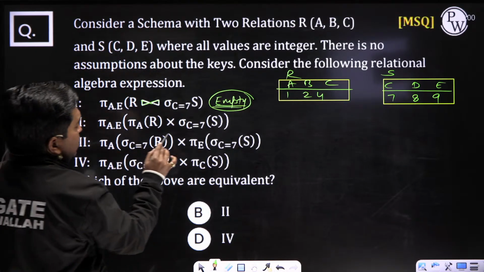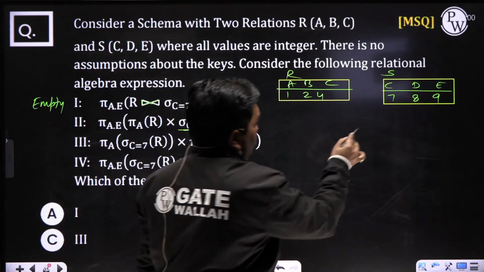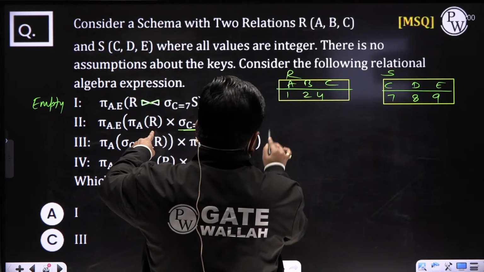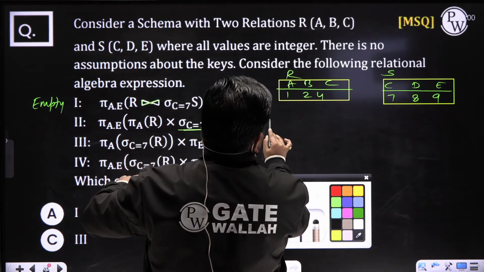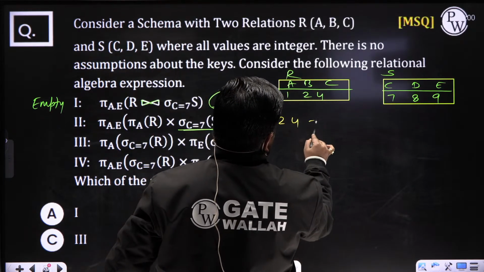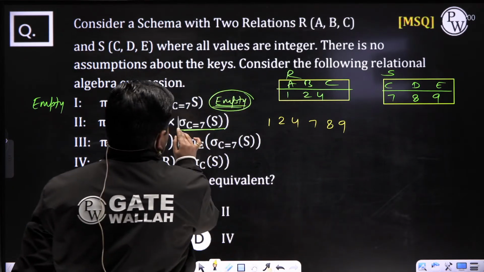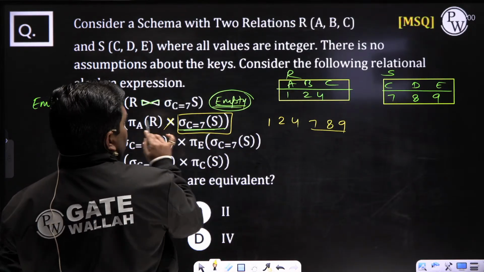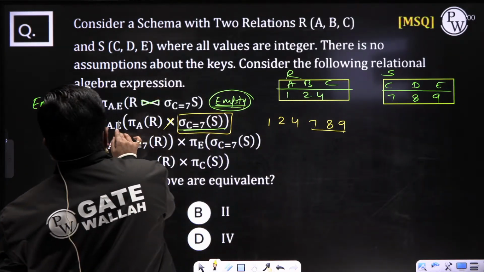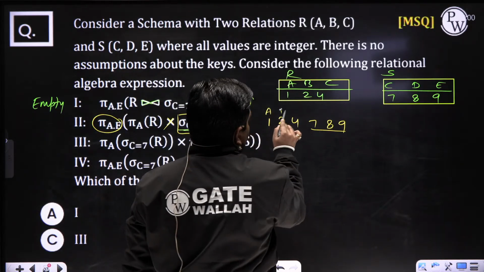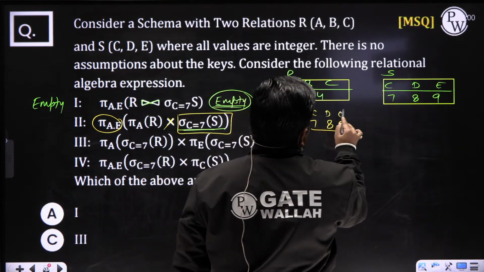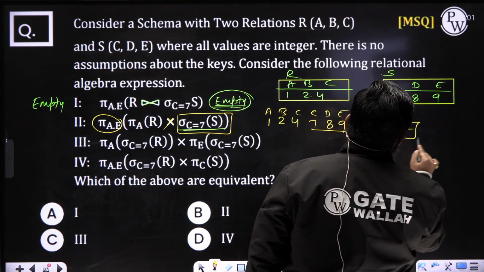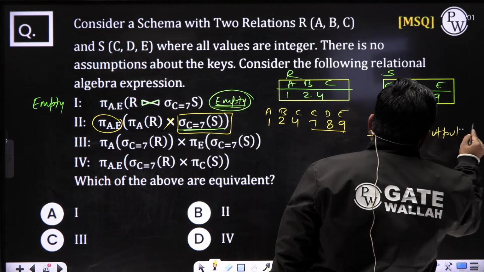In the second you will get C equal to 7, so C equal to 7 gives 7, 8, 9, and that will be multiplied by this one. So what do you get, my dear? 1, 2, 4, 7, 8, 9. C equal to 7 you fetch 7, 8, 9, and it is a cross product with relation R's 1, 2, 4, and what you have to fetch is A, E. This is A, B, C, C, D, E. So when you fetch A, E, what will you get? 1, 9 as the output.